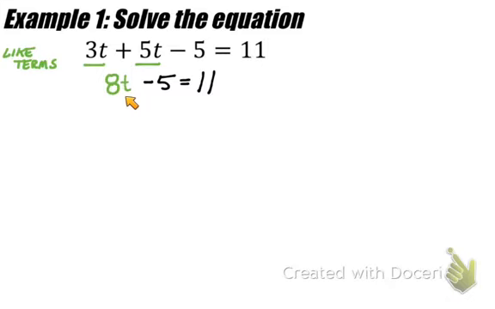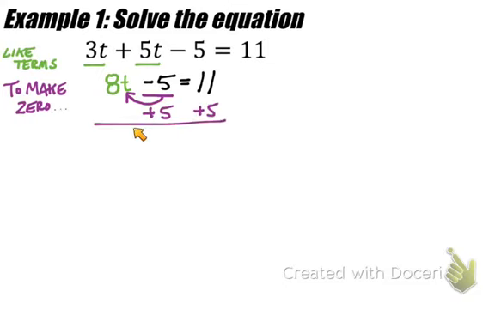So then what's being done to the 8t is that we're subtracting 5 from it. In order for us to zero this out so that the 8t is going to be all by itself, we're going to use the inverse operation of subtraction and add 5 to both sides. And we're left with 8t plus 0 equals 16. We don't have to write down that 0, so we're going to rewrite it as 8t equals 16.